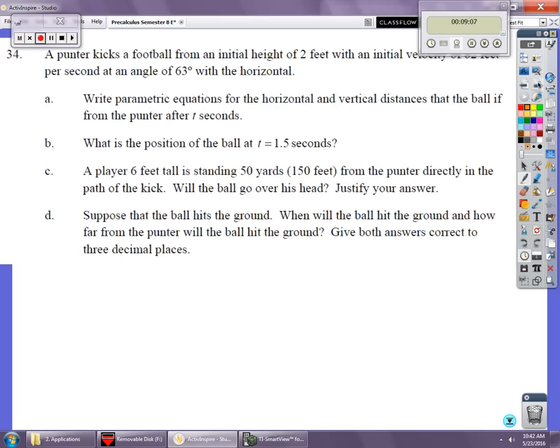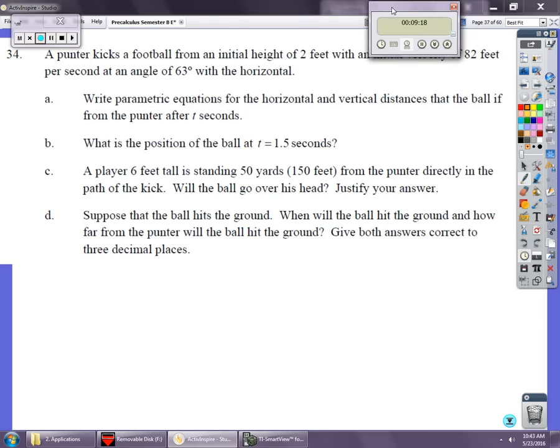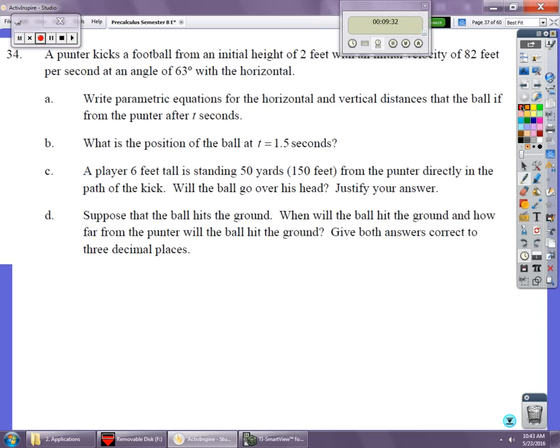Okay. Here's one more. A punter kicks a football from an initial height of 2 feet with an initial velocity of 82 feet per second and an angle of 63 degrees with the horizontal. Okay, so let me go ahead and write equations for this one.